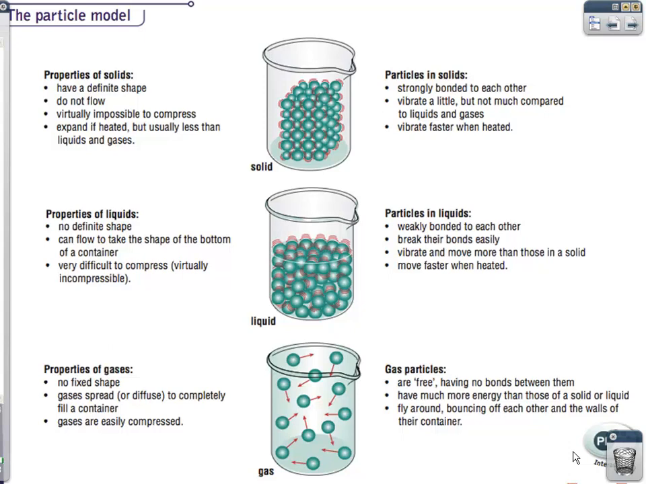Gases, there's no fixed shape. They diffuse quickly depending on their molecular mass. They're easily compressed. There's virtually no bonding between them. There's just the van der Waals forces. And they bounce around the walls of the container in random motions.